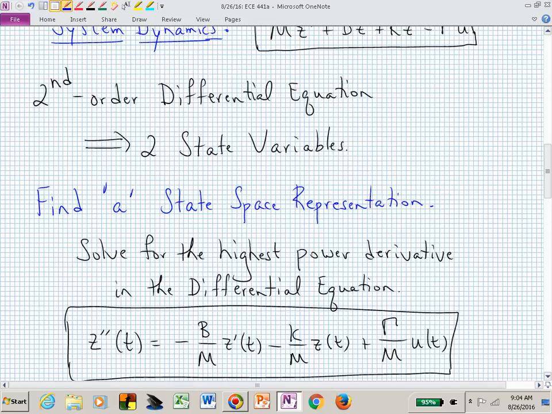In order to start constructing this state space representation, it's usually easiest, in all of our sets of differential equations, to isolate the highest powered derivative in that particular expression. In this system, we only had one equation. We can isolate then the acceleration of that mass, z double prime, and put all our other terms on the right-hand side of that equality.